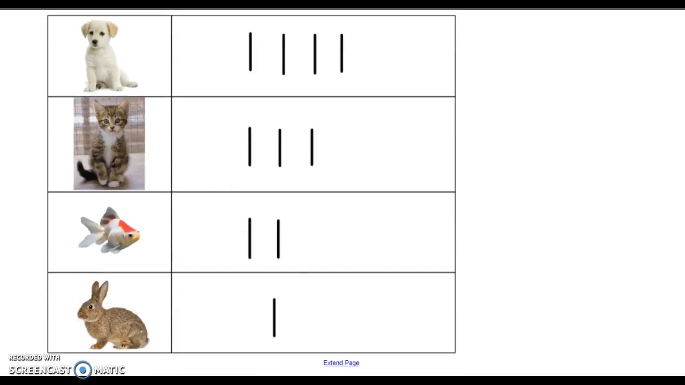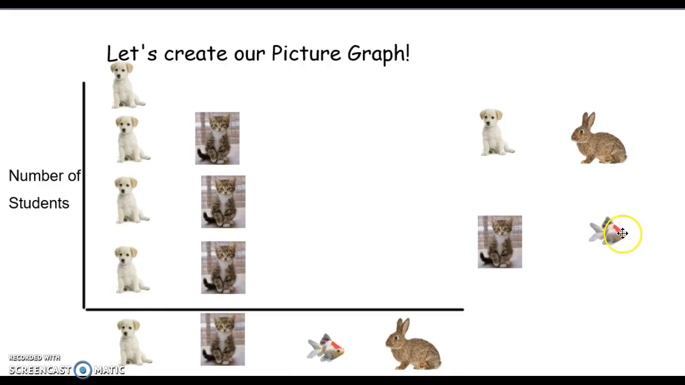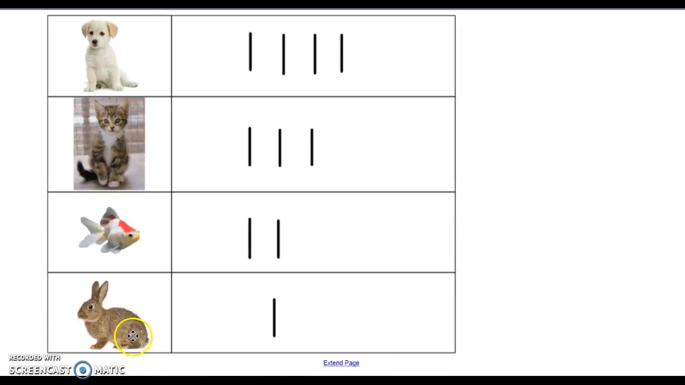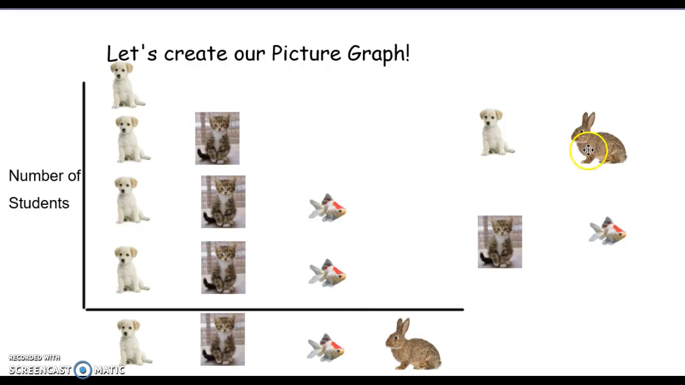We have 2 students that liked fish. So we'll go back to our picture graph and add 1, 2 fish. And last but not least, we have the bunny. How many students like bunnies? If you said 1, you're right. Let's go back and put 1 bunny.